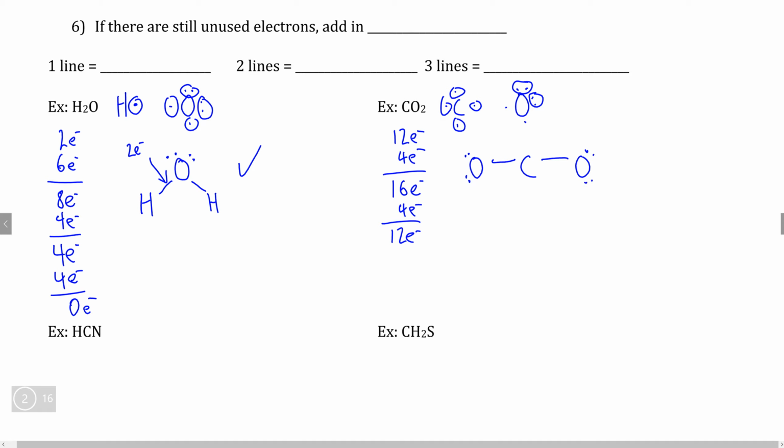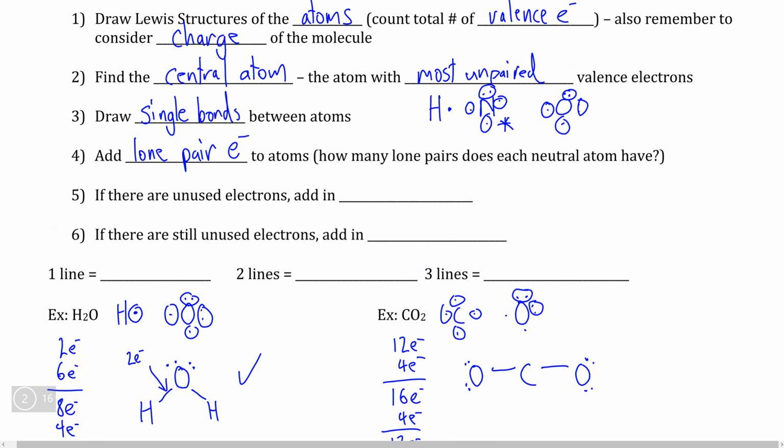2, 4, 6, 8 electrons is what we added, which means if we keep count of our electrons, we still have 4 electrons remaining. Well, what do we do with the remaining 4? If we follow our steps here, if there are still unused electrons after putting our lone pair electrons in, we can add a double bond.